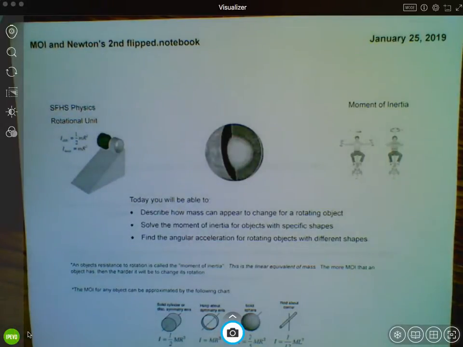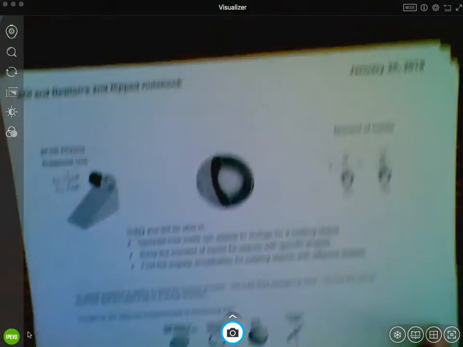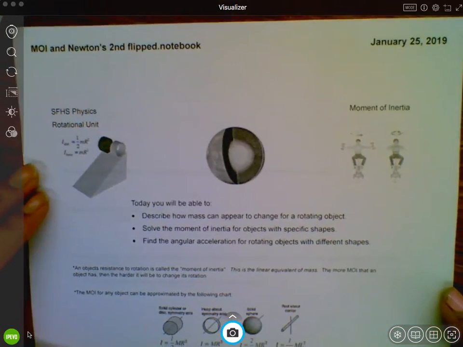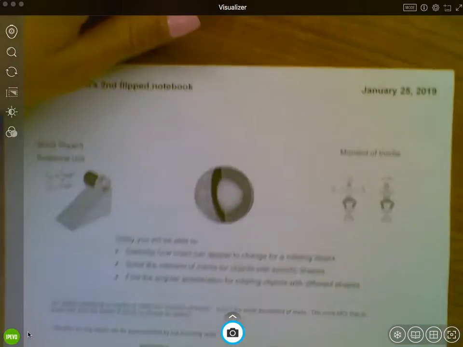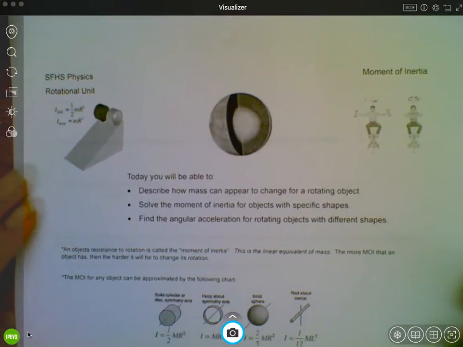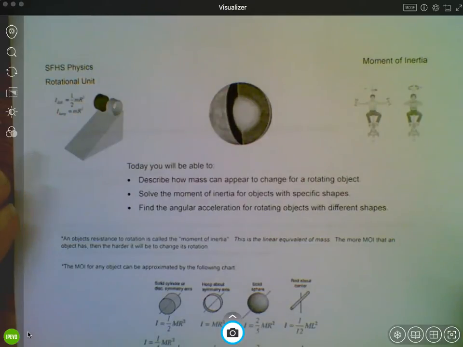Hey guys, this is lecture 4 of unit 7 on moment of inertia. This is the last lecture of the unit, and it's not a very long one, but let's get into it. Sometimes students struggle with this material a little bit. Today we're going to talk about how mass can appear to change for a rotating object.